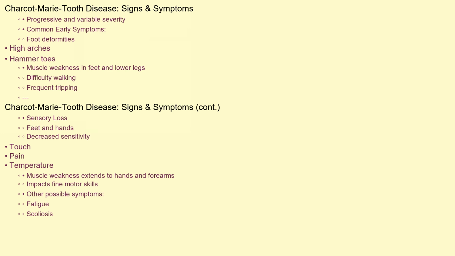The signs and symptoms of CMT are progressive and vary in severity. Common early symptoms include foot deformities, such as high arches or hammer toes. As the disease progresses, individuals may experience muscle weakness in the feet and lower legs, leading to difficulty walking and frequent tripping. Sensory loss, often starting in the feet and hands, is another key symptom, resulting in decreased sensitivity to touch, pain, and temperature. Over time, muscle weakness can extend to the hands and forearms, impacting fine motor skills. Fatigue and sometimes scoliosis can also occur.